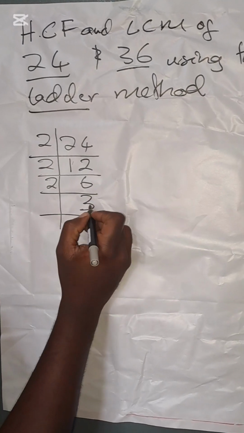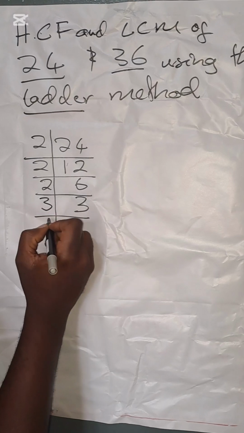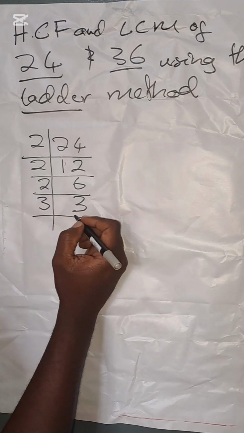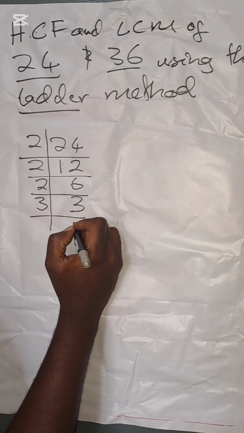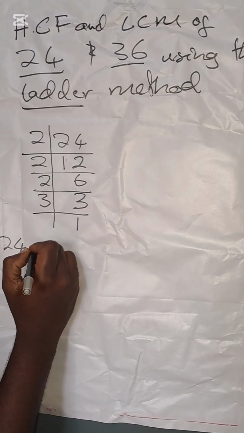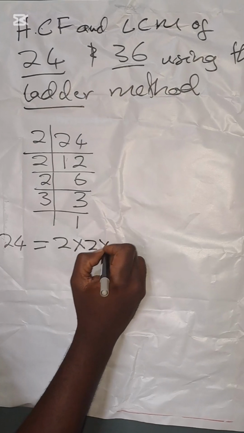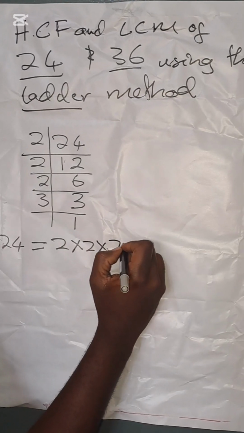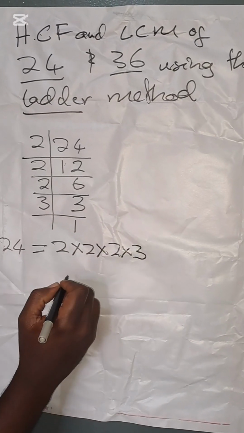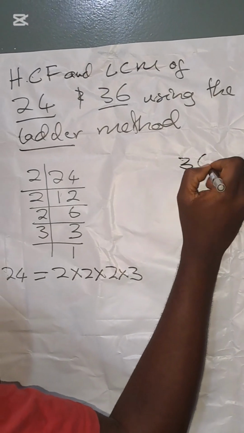Now I cannot divide the 3 by a 2, but I can divide the 3 by a 3, as it is a prime factor, and this gives me a 1. Now 24 is equal to 2 multiplied by 2 multiplied by 2 and multiplied by 3. That is 24. Now I'll go on to 36.